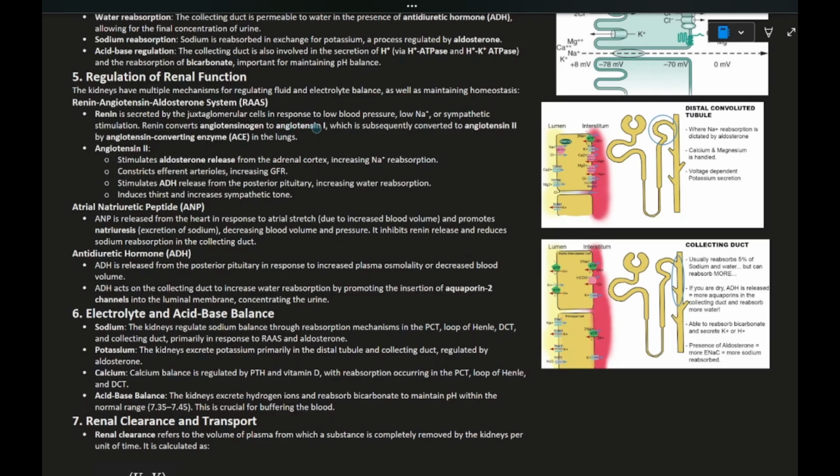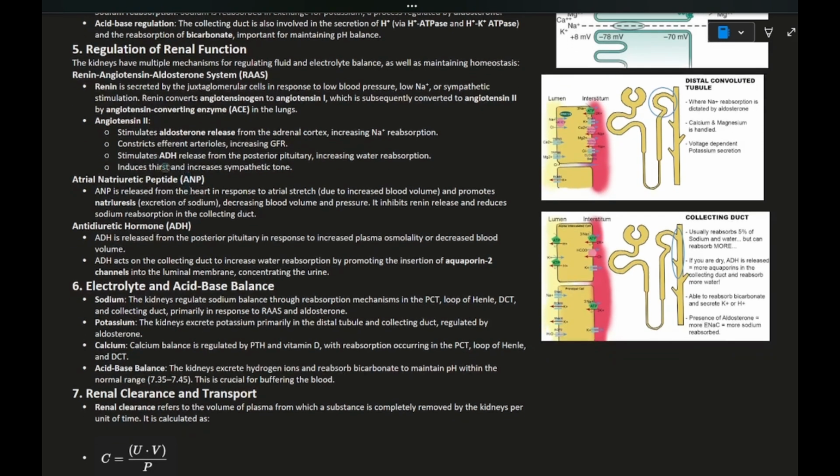Afterwards, angiotensin 1 will subsequently be converted to angiotensin 2, and this time it is the angiotensin converting enzyme that is responsible for converting your angiotensin 1 to angiotensin 2. The angiotensin converting enzyme, also known as ACE, comes from the lungs. And finally, when we have angiotensin 2, this will stimulate aldosterone release from the adrenal cortex.